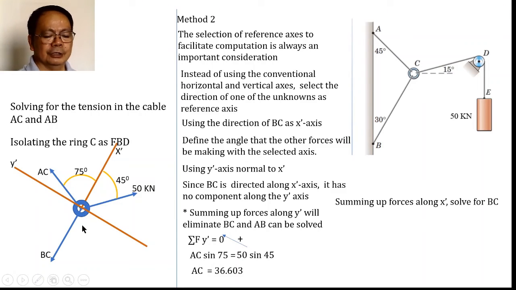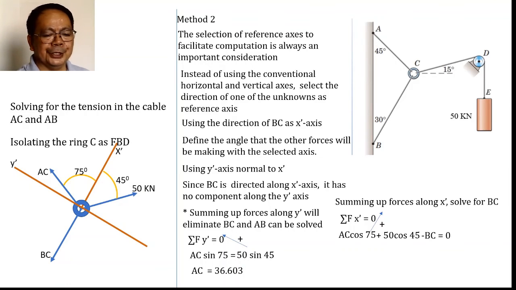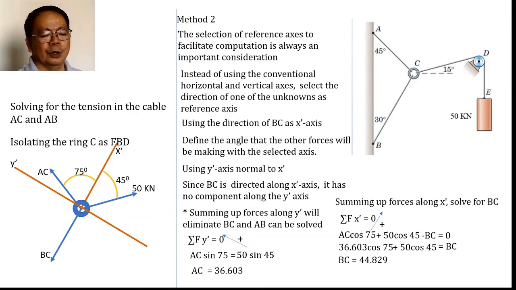So when we sum up forces along the x-axis, taking this as positive, we have AC cosine of 75, the component of this AC, and the component of this 50, that is 50 cosine of 45, minus BC, will be equal to 0. So when we substitute the values, this will be equal to BC, and BC will be equal to 44.829, exactly the same value that we have taken in our first method.